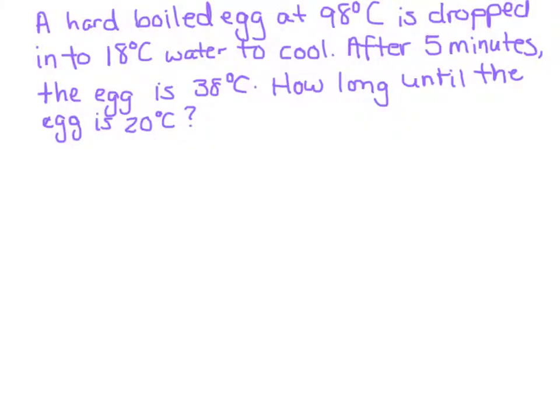Okay, so here's our last example for this lecture. Let's say we have a hard-boiled egg and it's 98 degrees Celsius. It's dropped into 18 degrees Celsius water to cool down. After exactly 5 minutes, the egg is 38 degrees. How long until the egg is 20 degrees, so until it's edible? Let's use the rule that we just learned, Newton's law of cooling.